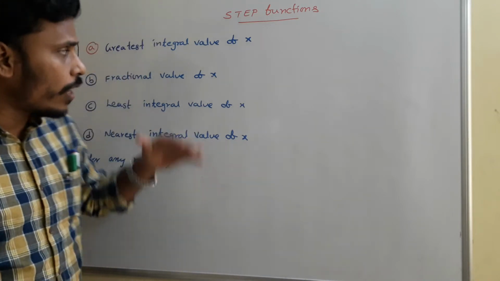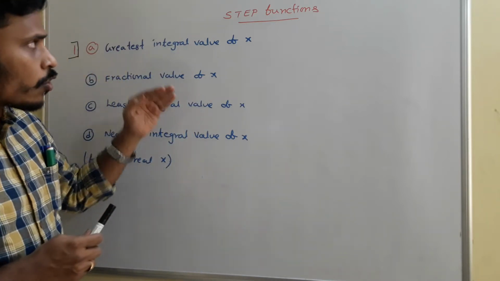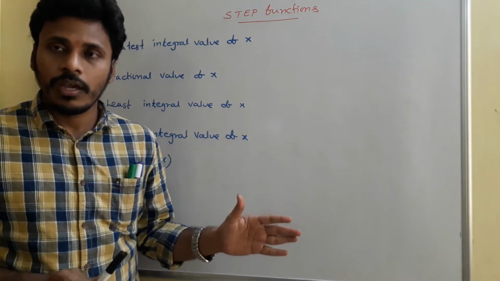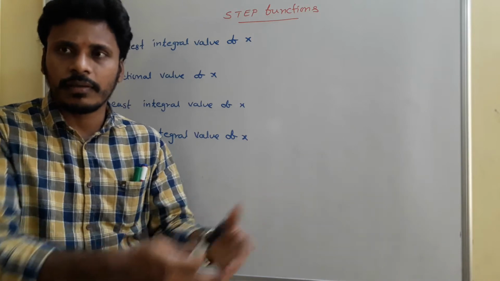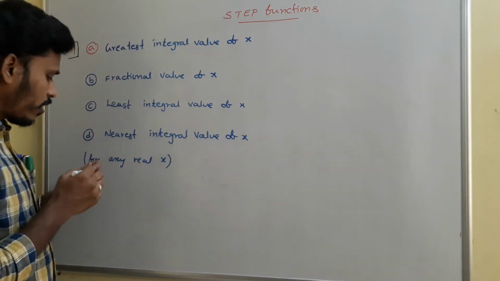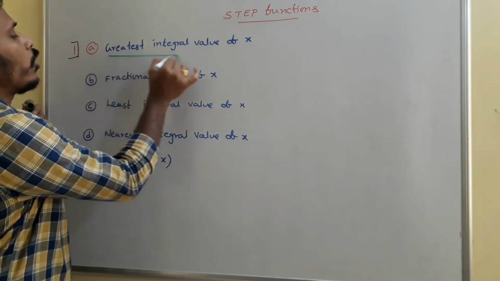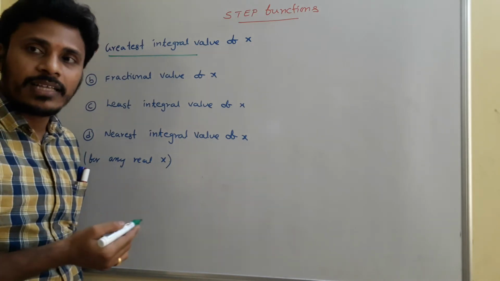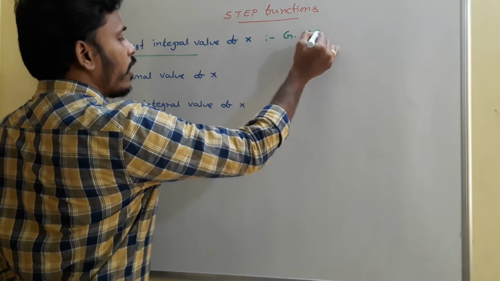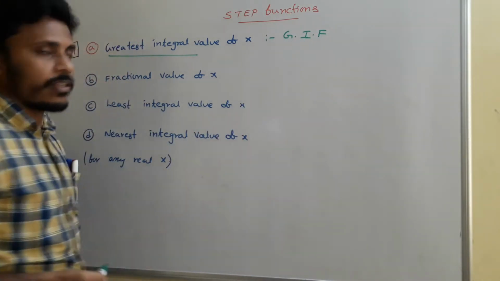Now we are just discussing these four related to algebra. All these functions are known as step functions just because their graphs look like steps, and I will give you those graphs in some other class. Among all these, most of the time we use the greatest integral value of x, or we may call it the greatest integer function, and that's why some books and some people may write it like g of x.